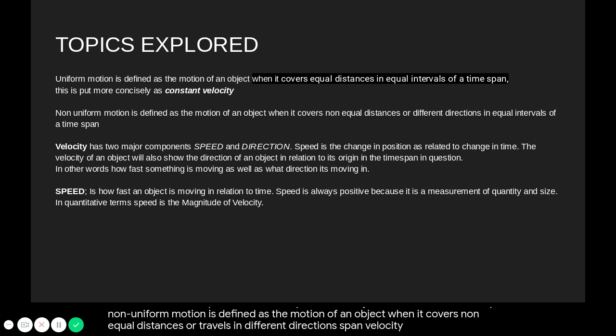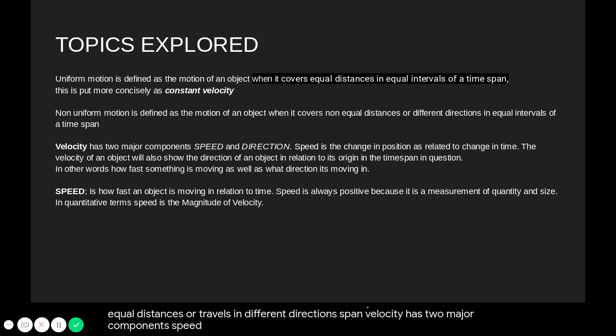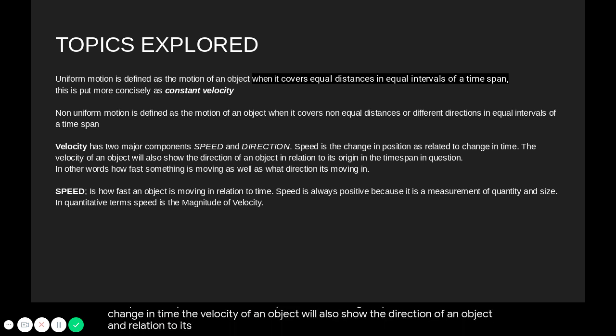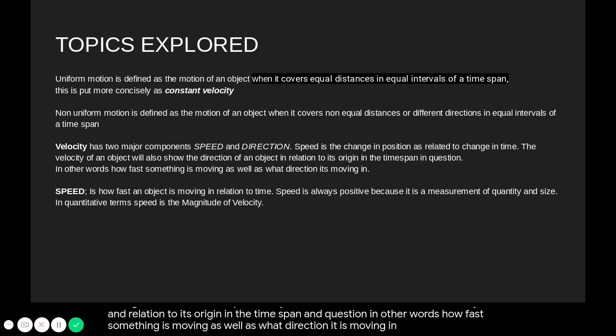Velocity has two major components, speed and direction. Speed is the change in position as related to change in time. The velocity of an object will also show the direction of an object in relation to its origin in the time span in question. In other words, how fast something is moving as well as what direction it is moving in. Speed is how fast an object is moving in relation to time.